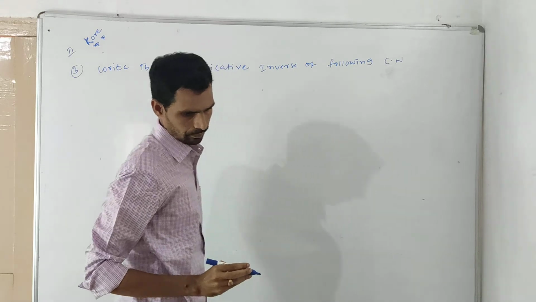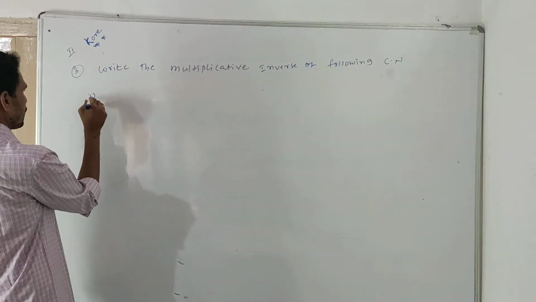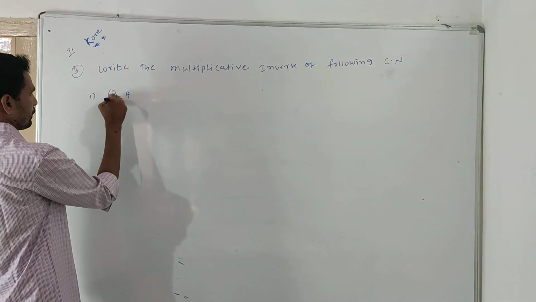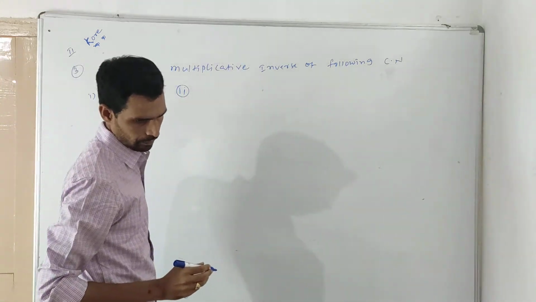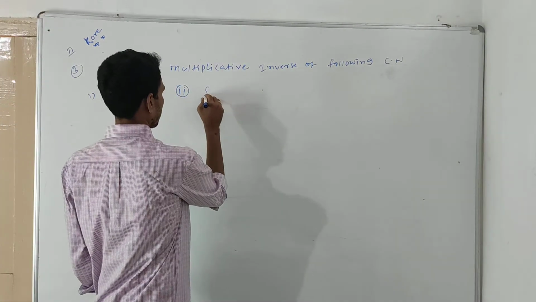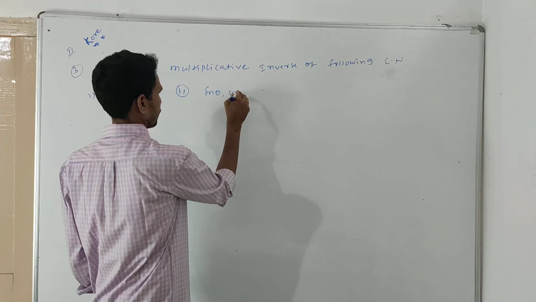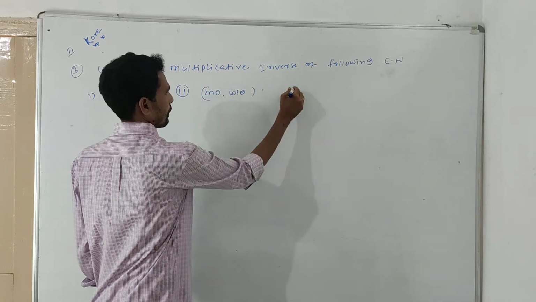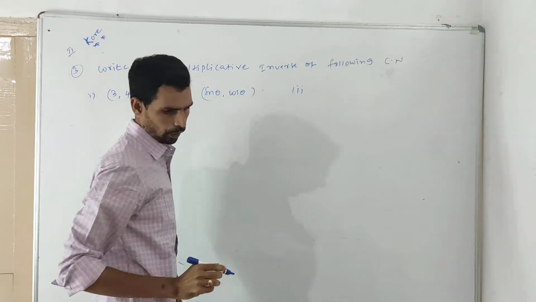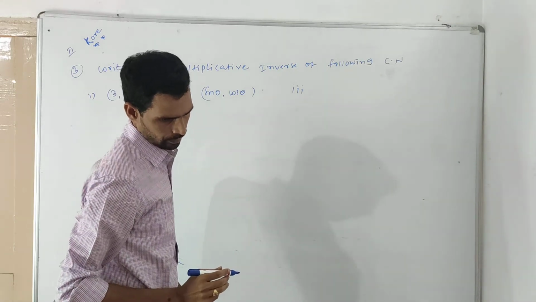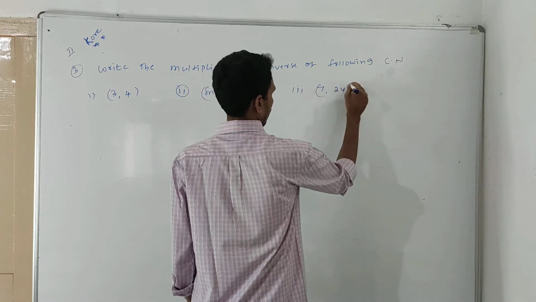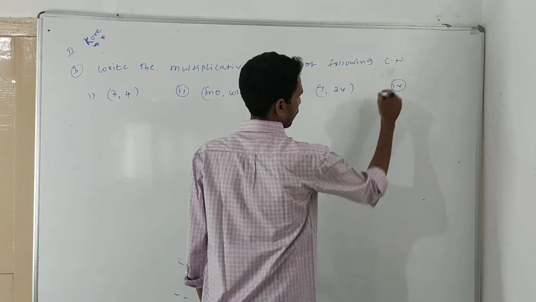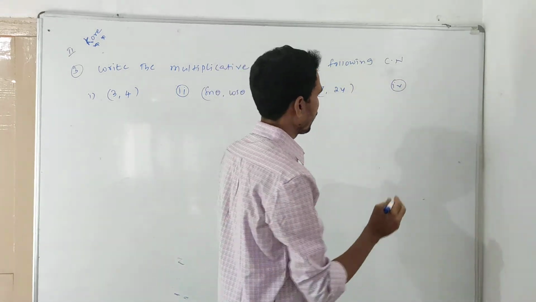First problem is 3 comma 4. Second problem is sin theta comma cos theta. Third problem is 7 comma 24. Fourth one is minus 2 comma 1.